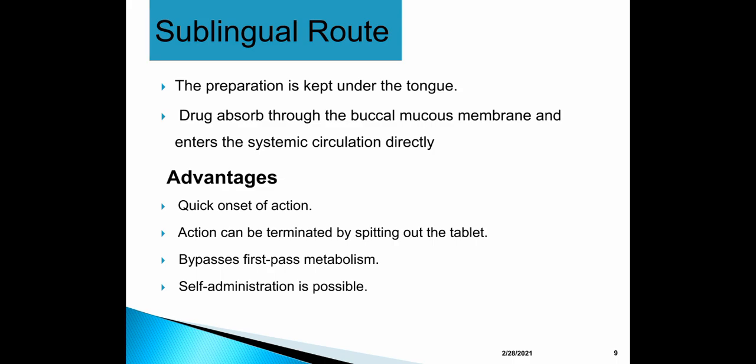Sublingual route: the preparation is kept under the tongue. The drug is absorbed through the buccal mucous membrane and enters the systemic circulation directly. Advantages: quick onset of action. Action can be terminated by spitting out the tablet. It bypasses first pass metabolism. Self-administration is possible.